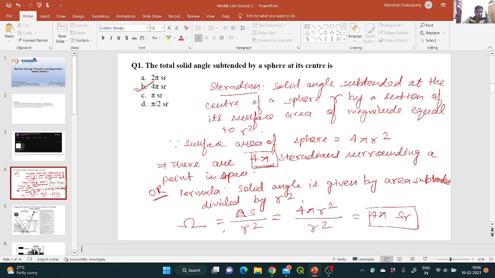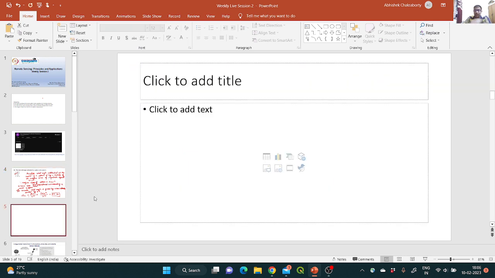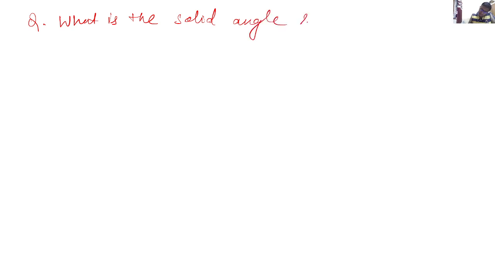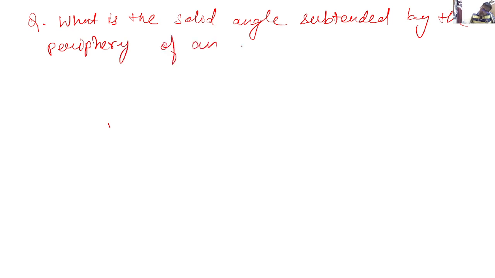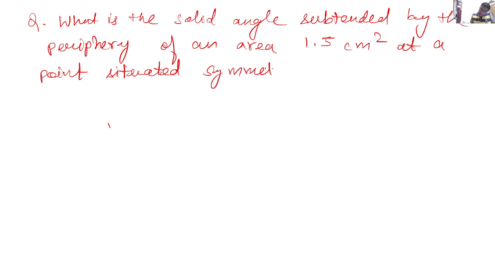I will take a few additional questions on this concept itself by altering it a bit. So an additional question would be like, what is the solid angle subtended by the periphery of an area 1.5 centimeter square at a point situated symmetrically at a distance 5 centimeter from the area.